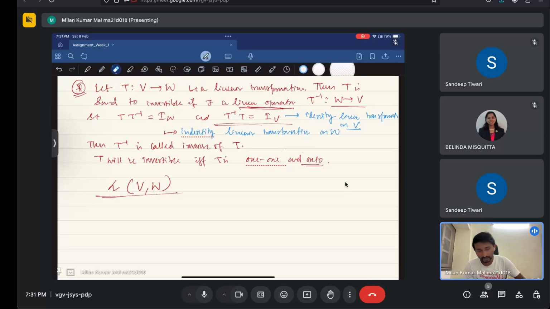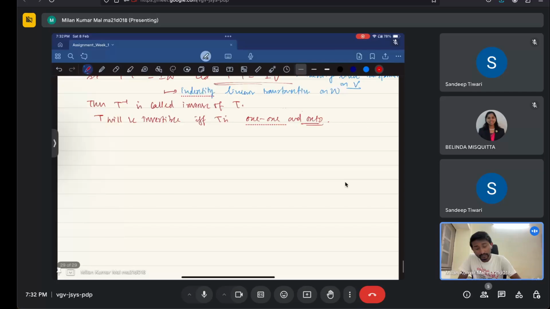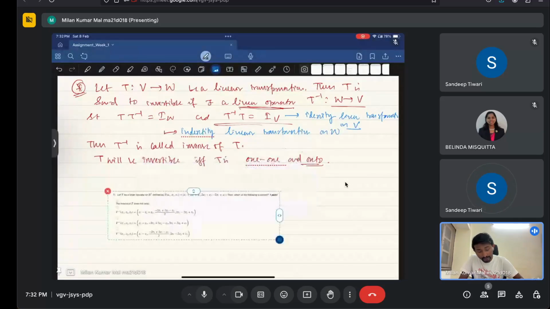So there is not a group structure. There is a composition which plays the role of multiplication in the algebra. In an algebra, this L(V, W) will form an algebra. Okay, I will not go into that. But the main point is that if there exists a function which satisfies this condition, T T inverse equals I_W and T inverse T equals I_V, then that will be what is called linear.